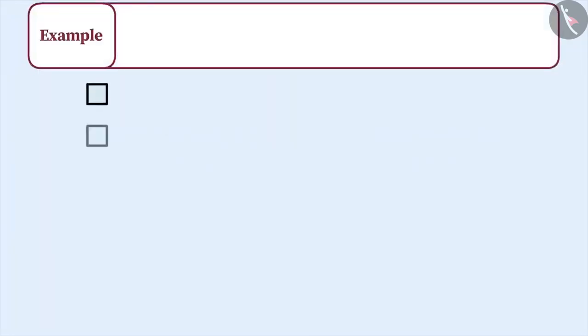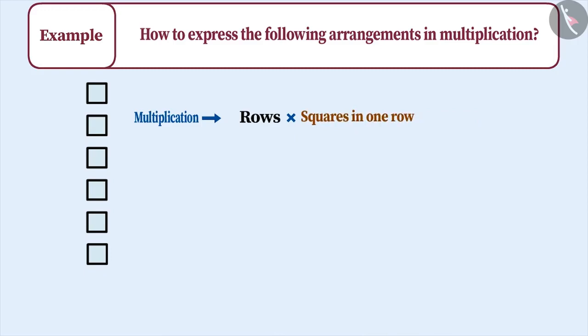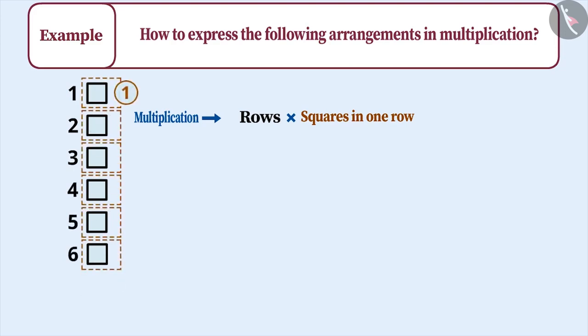Next example. How to express the following arrangements in multiplication. Here we have some rows of squares. To express this in multiplication, we write the number of rows first and then the number of squares in each row. Here, the number of rows are 6 and each row has 1 square. So, we will express this in multiplication as 6 multiplied by 1.